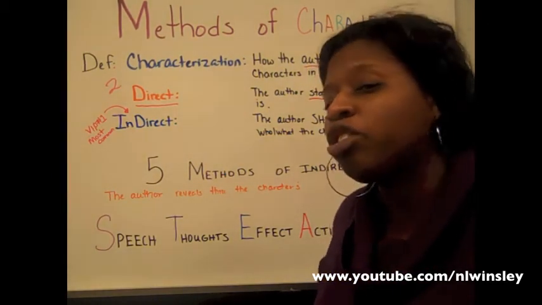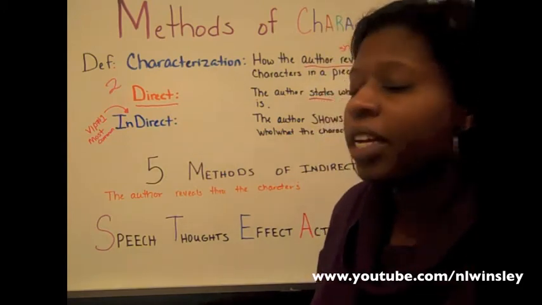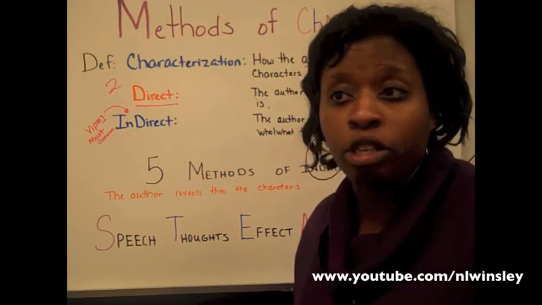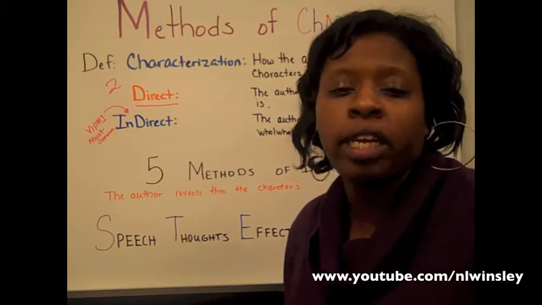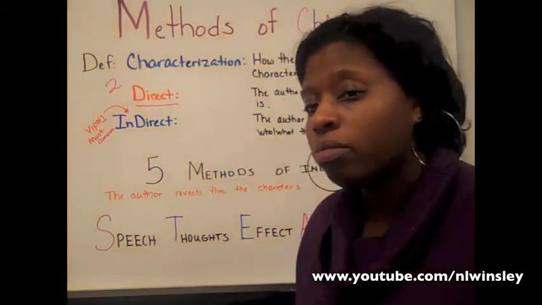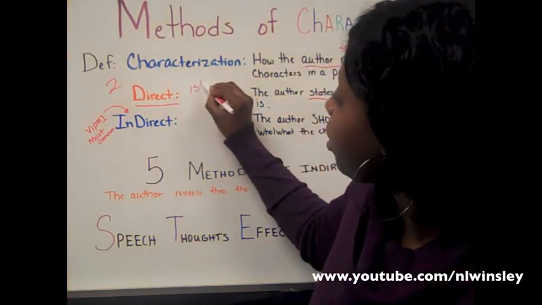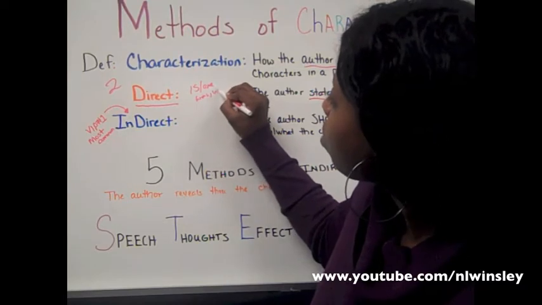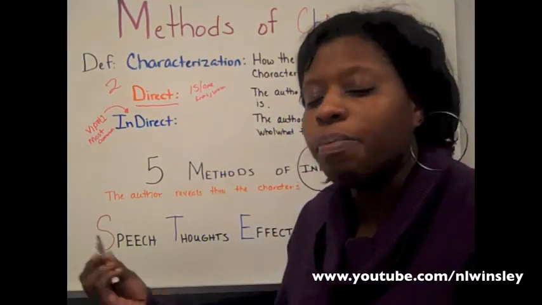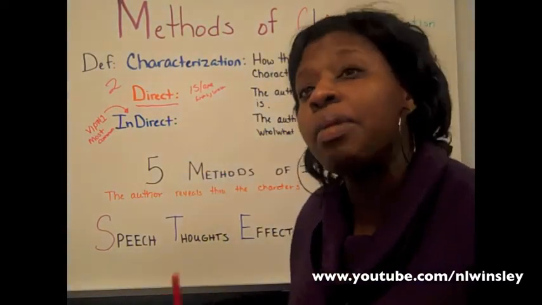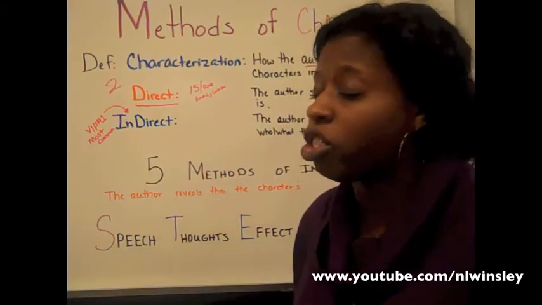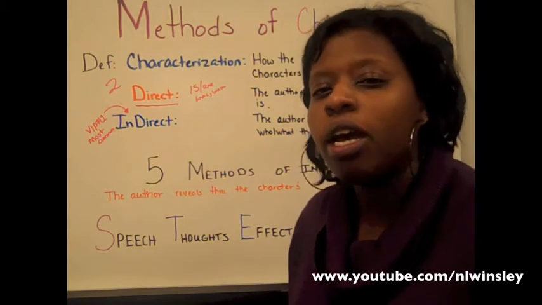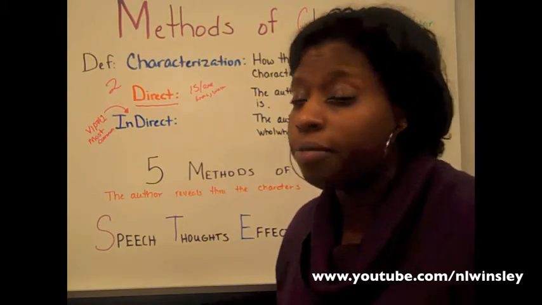And also, here's another quick little tip. Typically in direct characterization, the author uses the character, aka Melinda, the state of being verb, which are is, are, was, and were, and then supplies an adjective. So like this, Melinda is stylish. The author is directly telling you a personality or character trait about the character Melinda.